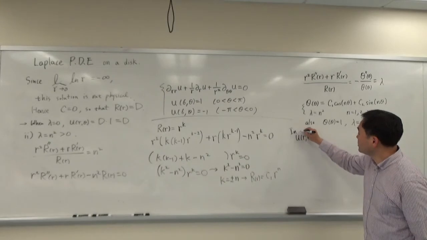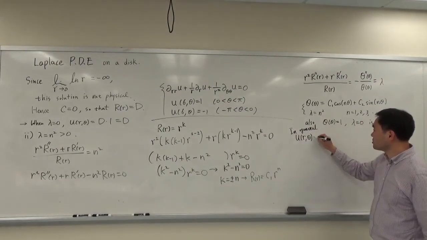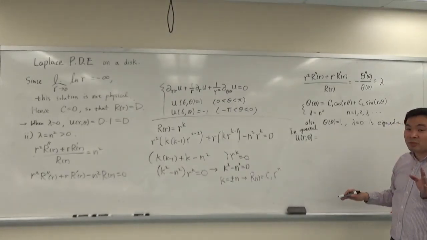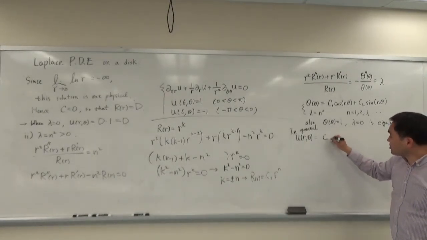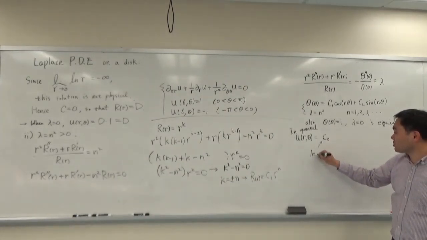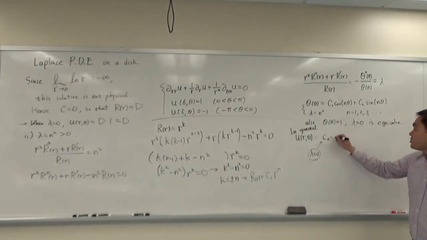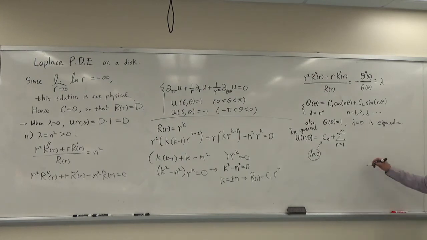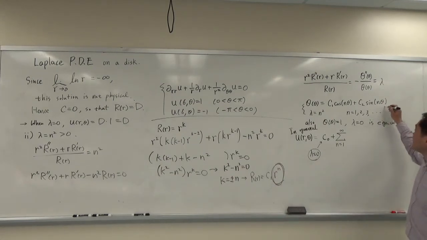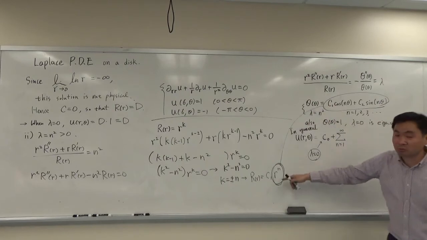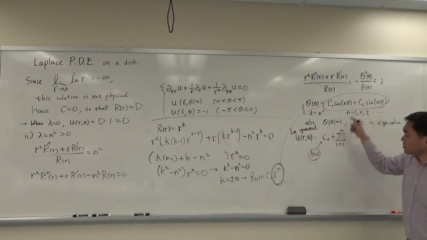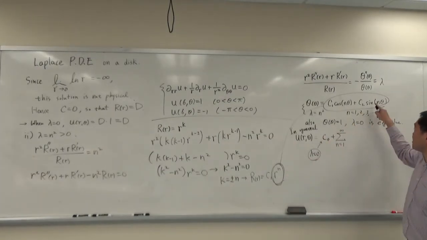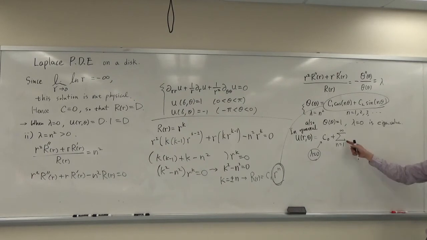So in general, let's just write down the general solution, since we found all the parts. When lambda is zero, it's just a constant, so I'll just put it as C0. That's the one that corresponds to lambda equal to zero. And then plus the summation of n from 1 through infinity. Here's what's happening: you have this function times this one, multiplied with some constant. If I multiply them separately, I have this times this and this times this. Those are the two kinds of solutions that go inside the summation.